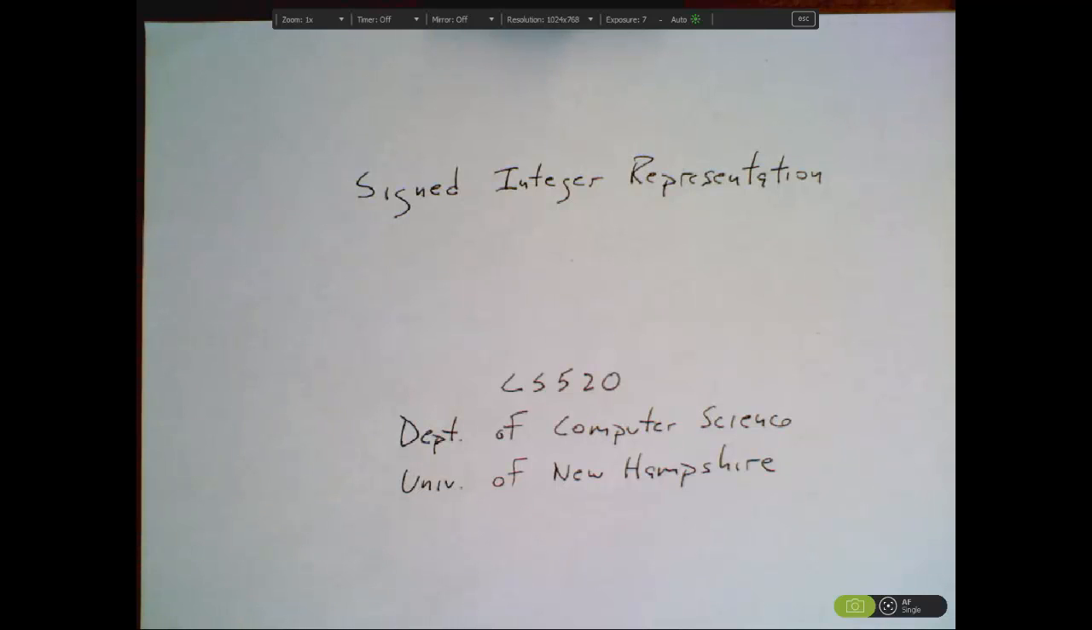Welcome back to CS 520. In this session I'm going to talk about signed integer representation. By representation, of course, I mean what are the bits going to look like in memory at runtime.